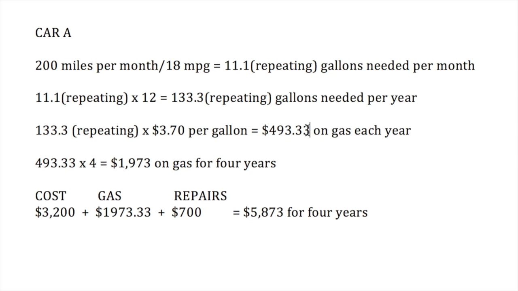If we take this number of gallons per year and multiply it by $3.70 per gallon, his gas cost for the entire year will be $493.33. Now, if he keeps the car for 4 years, that number times 4 is $1,973 on gas for those 4 years. So if you take the cost of car A, which is $3,200, and you add the gas, which is $1,973.33, plus the $700 in repairs, what's the total cost for car A for 4 years? That would be $5,873 for car A. But wait, we're not done.